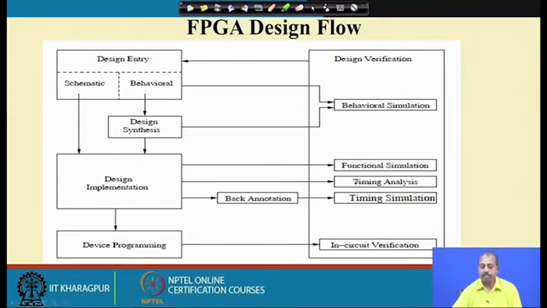In the timing analysis, it will find out whether there are any timing violations, etc., and then it will give all the wire delays, and those wire delays will be back annotated into the original design. So, that is the stage of back annotation. The delay values are put onto the design and then we do another timing simulation. If we are satisfied with the timing simulation, only then is the device programming done, and once the control program has been loaded onto the FPGA device, we can go for in-circuit verification.